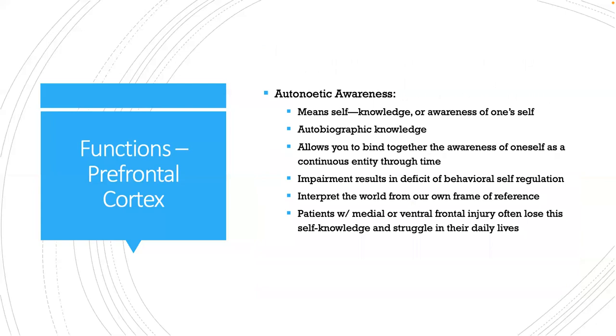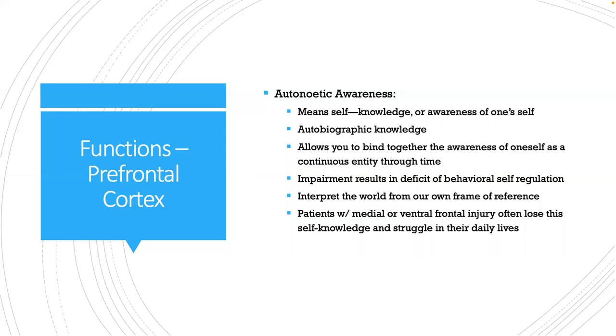So autonoetic awareness means self-knowledge, or awareness of yourself. It can also be thought of as autobiographical knowledge. It lets you bind together the awareness of yourself as a continuous entity through time, just like remembering who you've been through all the years. Impairment in this results in a deficit of behavioral self-regulation.